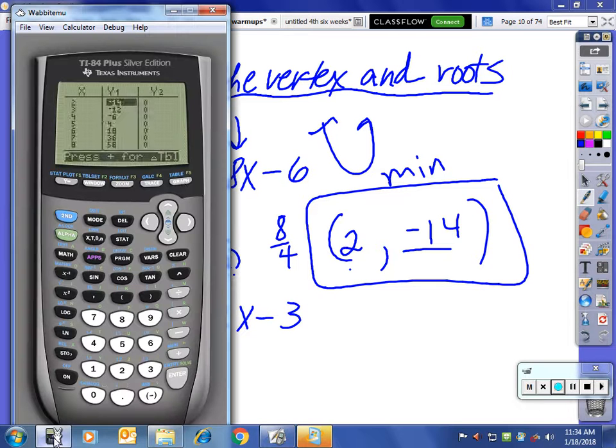The roots. Okay, let's look at this. Sometimes you don't have roots. It's always a good idea to look at your picture. Do I have roots? Absolutely, I have 2 of them. Roots are the same thing as the x-intercepts, otherwise known as the zeros. So I'm going to go to y equals and make sure I also have y equals 0. This is not going to work if you don't put in y equals 0.